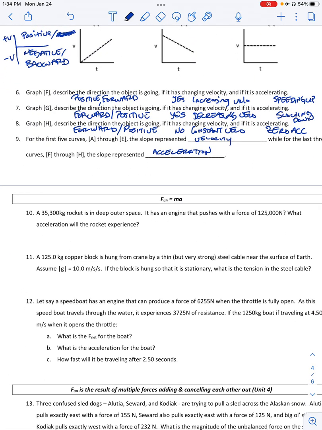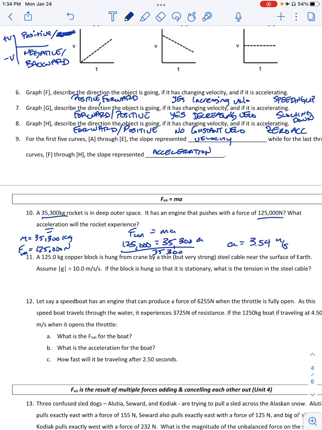All right. Okay, so this is F net equals ma type of stuff. So we've got a 35,300 kilogram rocket in deep outer space, pushed with a force. What is the acceleration? All right, so we got a mass equal to 35,300 kgs. We've got an unbalanced force equal to 125,000 newtons. So F equals ma. So 125,000 equals 35,300 A, divided by 35,300. A equals, let me get my calculator going here. 125,000 divided by 35,300. We get 3.54 meters per second squared.